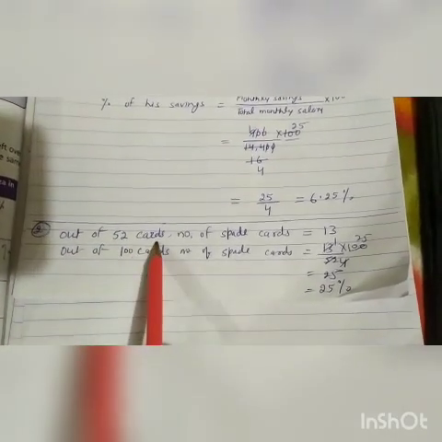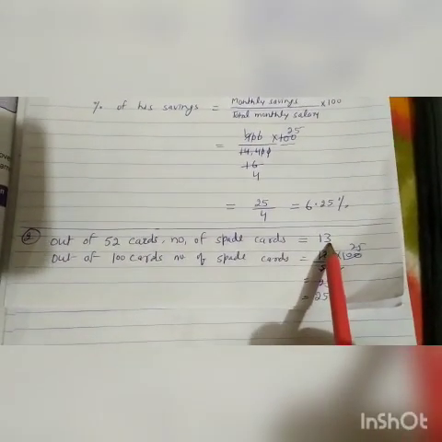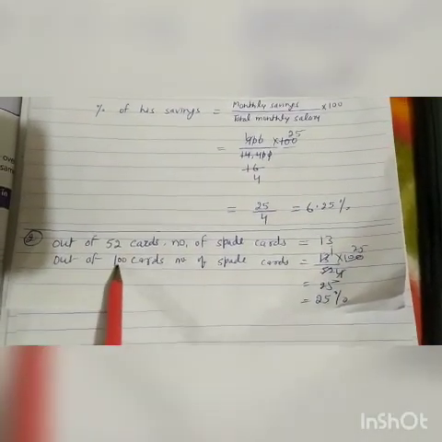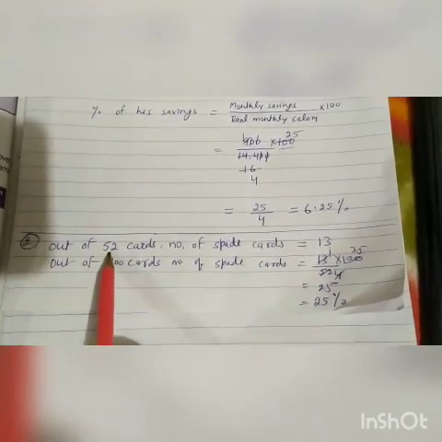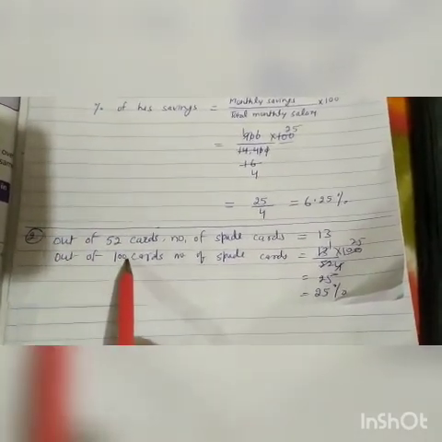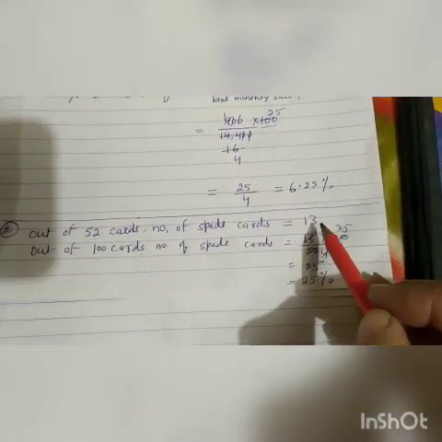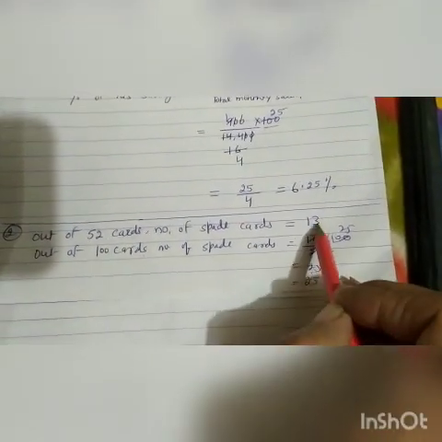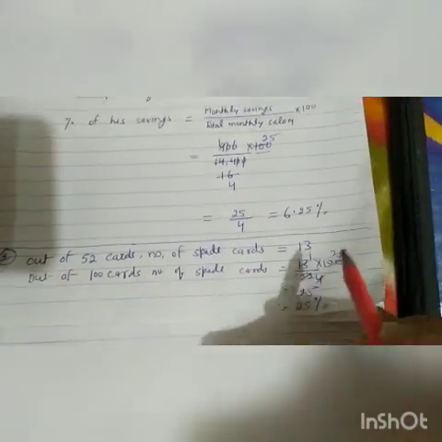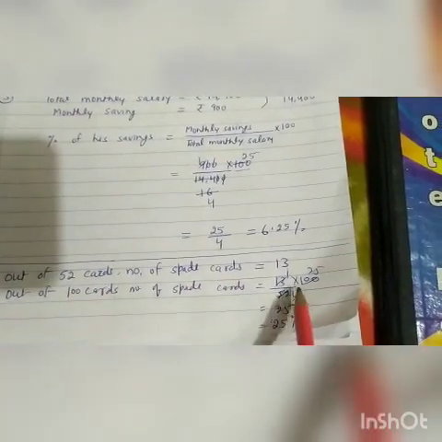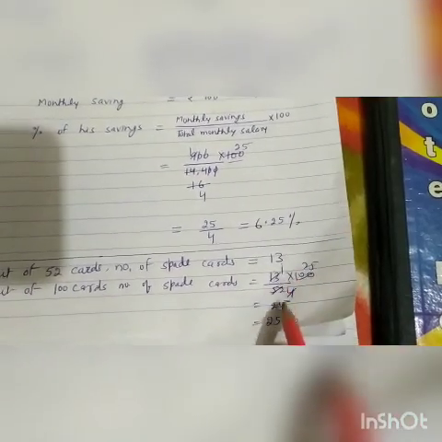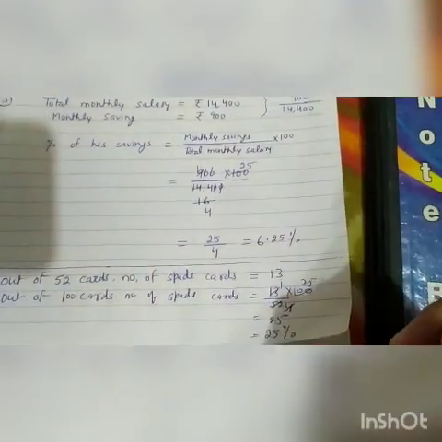Or you can do this question in this way also, by the unitary method. Out of 52 cards, the number of spade cards is 13. We have to find the percentage, so now we will find it out of 100. In place of 52 we will write 100. Out of 100 cards, the number of spade cards is 13 upon 52 into 100. 13 ones are 13, 13 fours are 52, 4 ones are 4, 4 twos are 8, 4 fives are 20. Again 25%. Both the answers are the same.